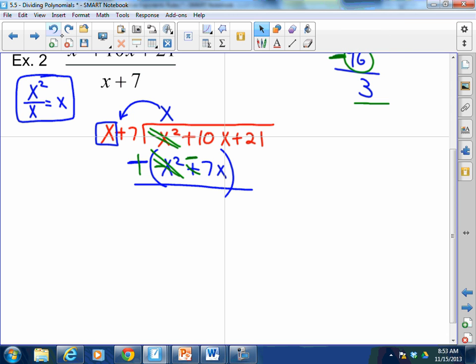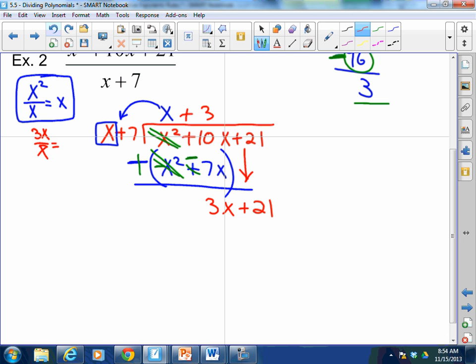So now let's continue subtracting. 10x minus 7x, that's 3x. And we always drop the next number down in regular division, 21. Now using the x, how many times does x go into 3x? 3 times. If you don't know why, go 3x divided by x. That equals 3. Now I'm going to distribute that 3 to the whole binomial and subtract the product.